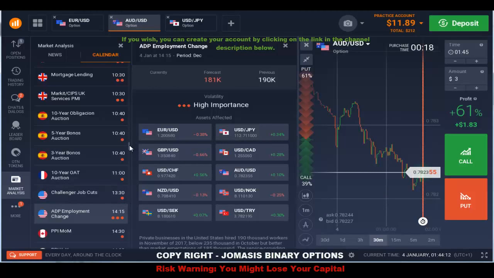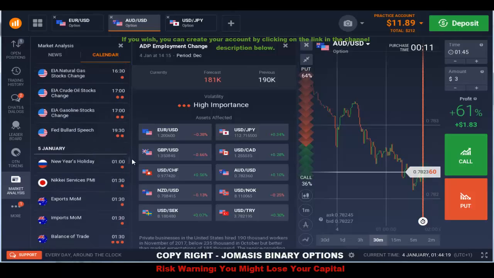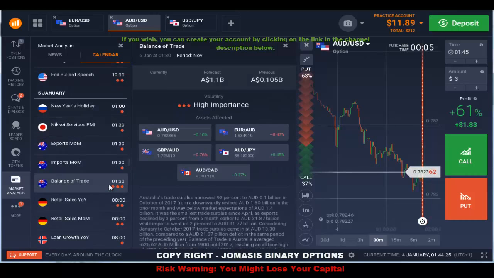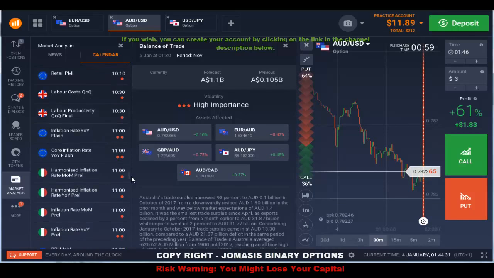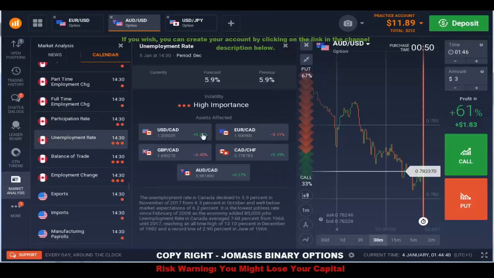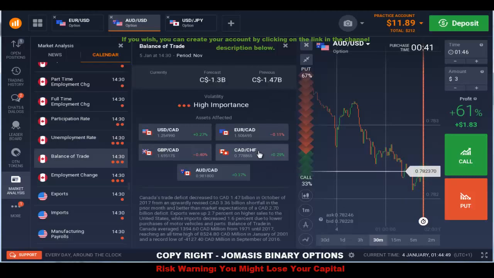After checking this way, we can go down and continue searching to see if we can still find other ones like this one. So all these currency pairs are affected. Let's check another one like this, unemployment rate. All this news affects currency pairs. So if you check now, you see USD CAD and EUR CAD, all these currency pairs are affected. So it is recommended not to trade at this time whenever we have currency pairs affected by big news release.